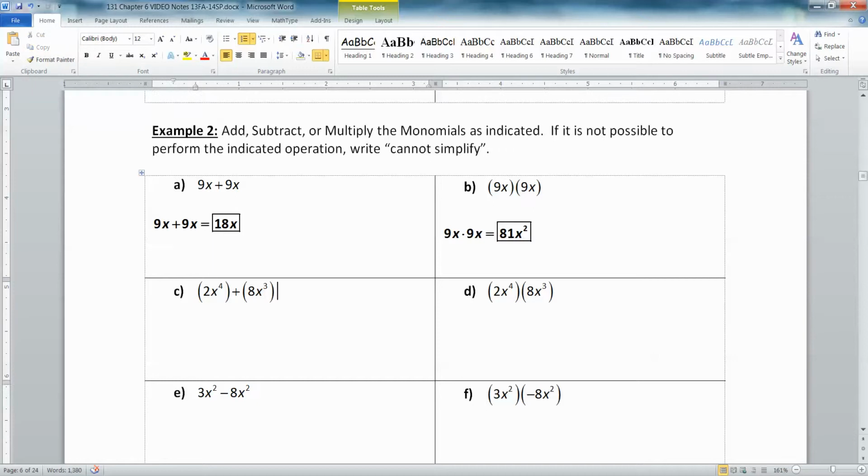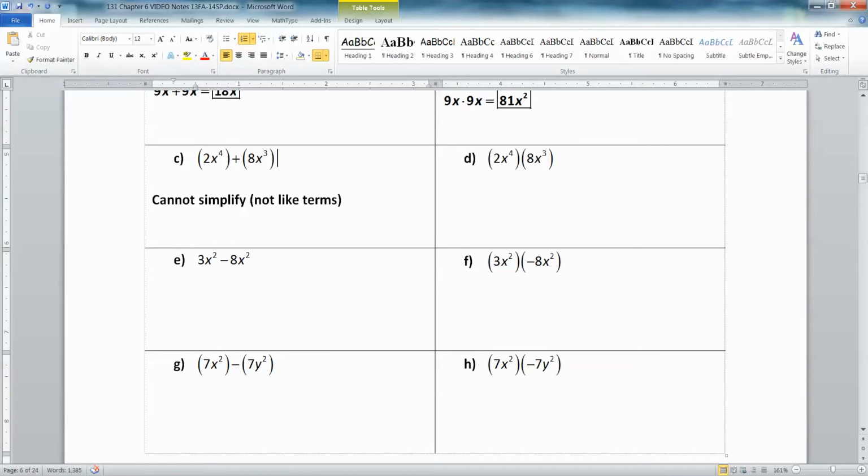All right, next. What about these two for letter C? Well, you're in trouble because they are not like terms. If you're going to add two terms like this, they have to have the same letter, which they've got, both are x's, and the same power. And these two don't have the same power, so you're done.